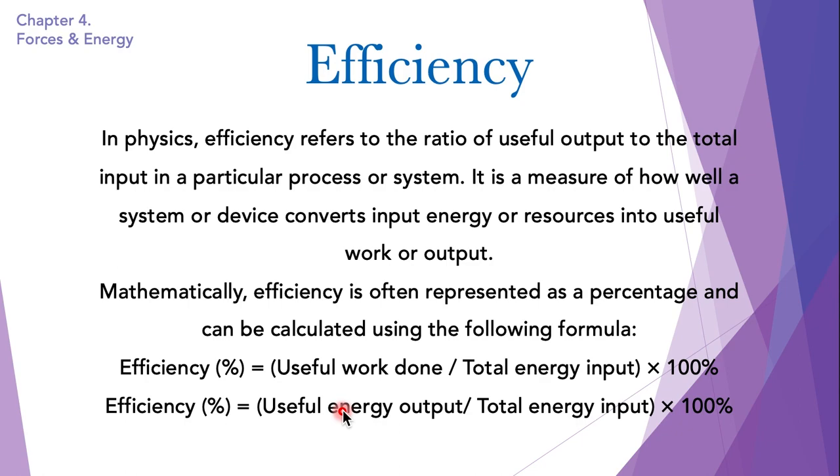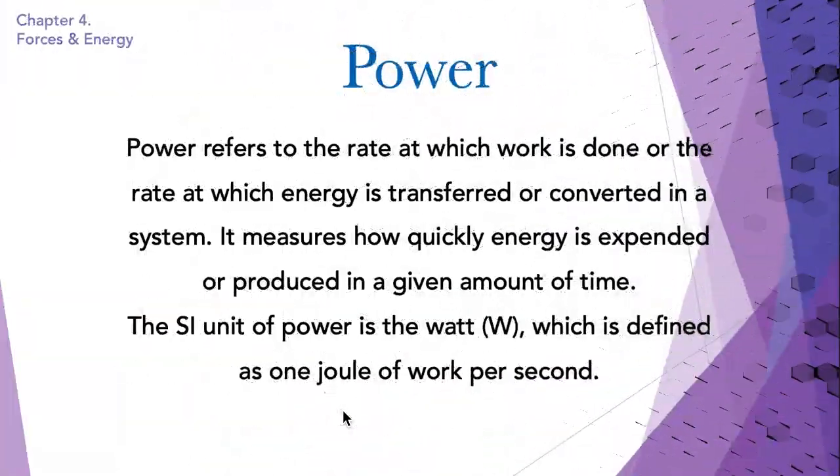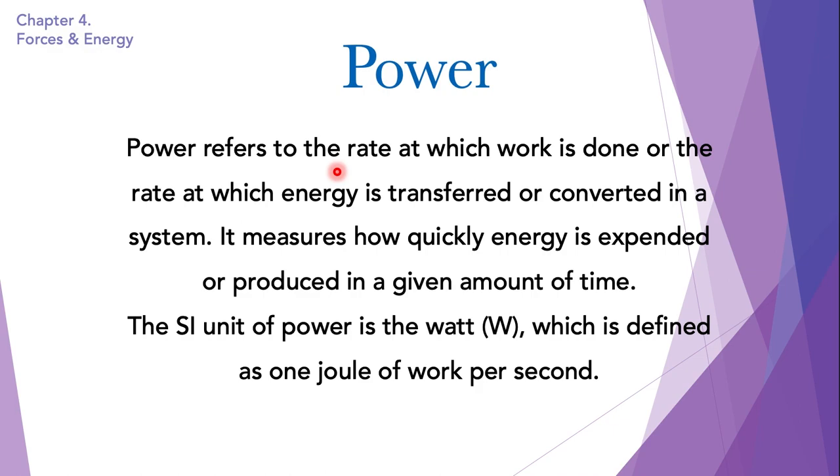So this was efficiency. Now, to understand the other formula we use to measure efficiency, we have to understand power first. So what is power? A small engine can do just as much work as a big engine, but it takes longer to do it. The big engine can do work at a faster rate. So, power refers to the rate at which work is done, or the rate at which energy is transferred or converted in a system. It measures how quickly energy is expended or produced in a given amount of time. So, power is basically the rate at which work is done, simply.